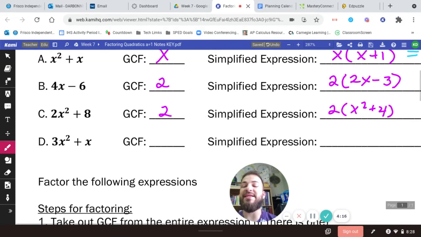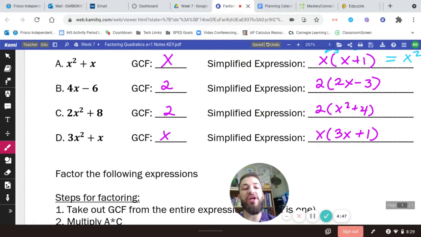And last but not least, D, we have 3x squared plus 1x. Well, the lowest number we have there is 1, so I can't take out any higher number than 1. They do both have x, though. They do not both have x squared. So 1x, or just x, would be the greatest common factor that I could take out of both of these terms. And so if I take x outside, 3x squared divided by x would just be 3x, and x divided by x would, of course, be 1.